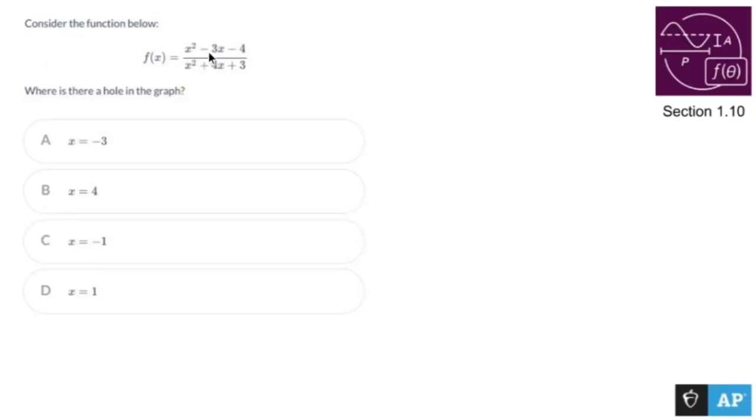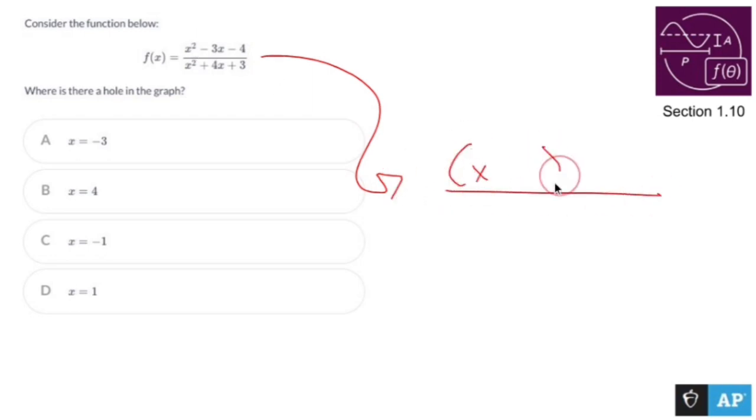Pretty simple. Consider the function below. We've got ourselves a quadratic over a quadratic. Where is there a hole in the graph? Well, let's factor this out. That's the only way we're going to be able to do it. So the quadratic upstairs is going to look something like this. I need two numbers that multiply out to -4 and add up to -3. So -4 and +1 should do the job.